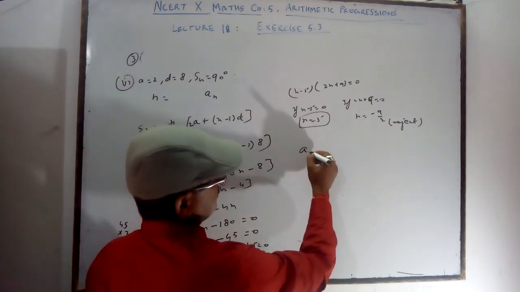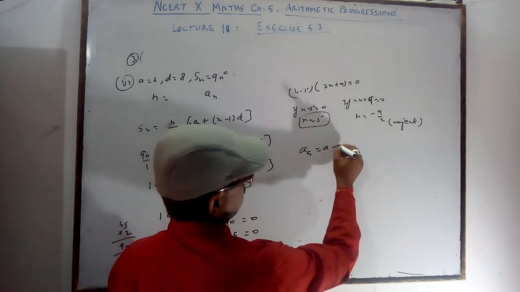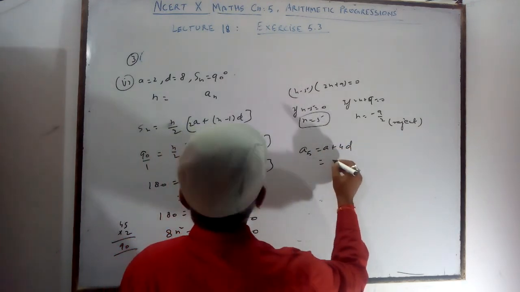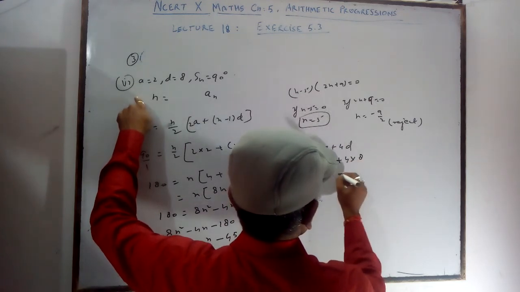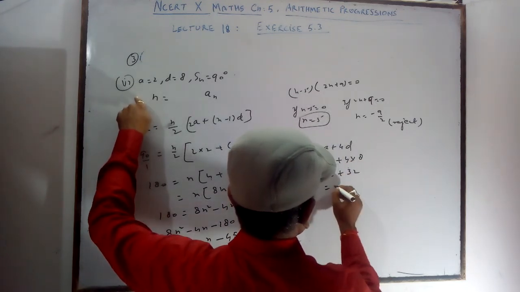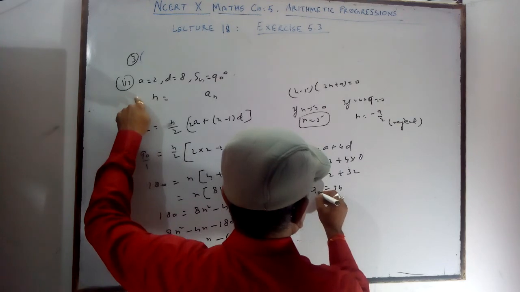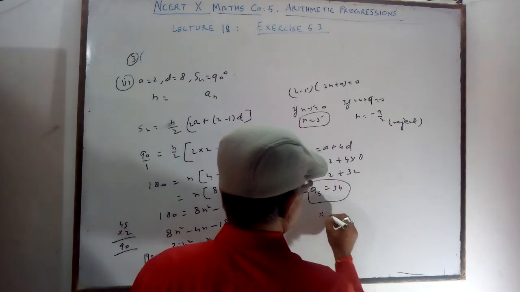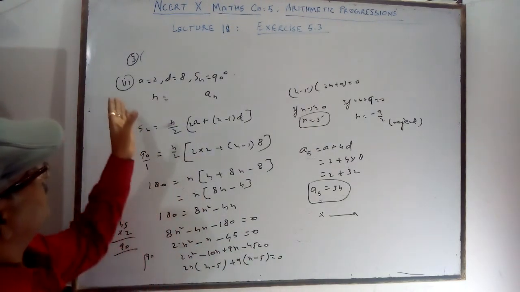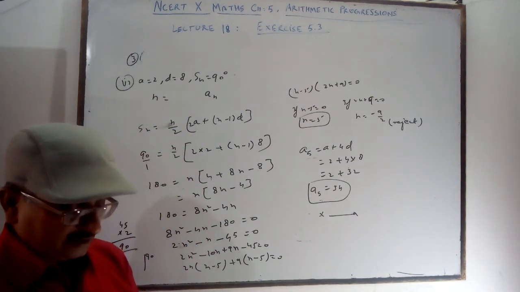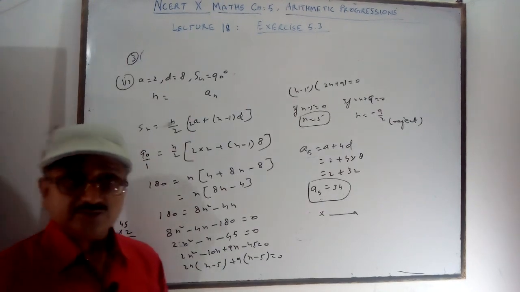Another, you want An. An means a5 is equal to a plus 4d. What is the a? A is given, 2 plus 4 into 8. 2 plus 32, that is 34. So a5 is equal to 34. That's all. You have finished this sixth part of question number 3. Rest we will tell you in the next question. Thanks.